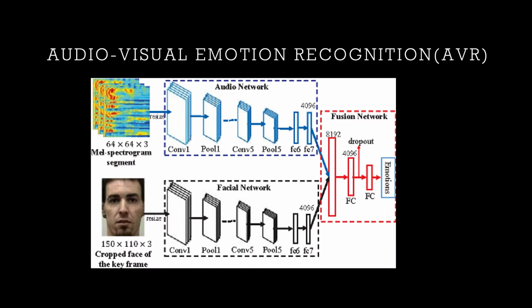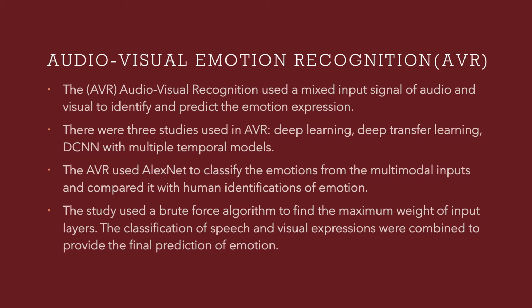The third application of emotion recognition is on audiovisual, or AVR. Here, they use a mixed input signal for emotion recognition. Three studies are used in AVR. These are the DNN, Deep Transfer Learning, and DCNN with multiple time models. For the preprocessing, most of the data used are taken from the video and audio signal with the batch normalization technique.